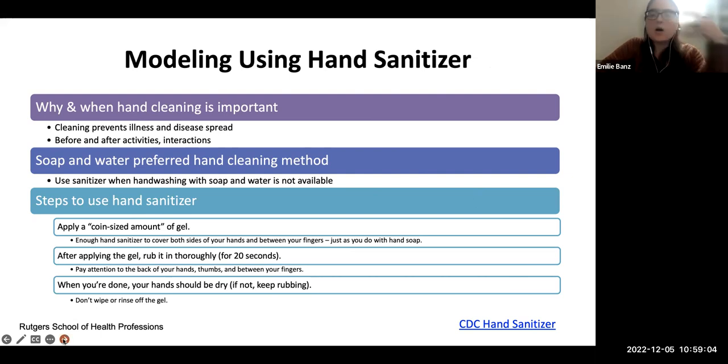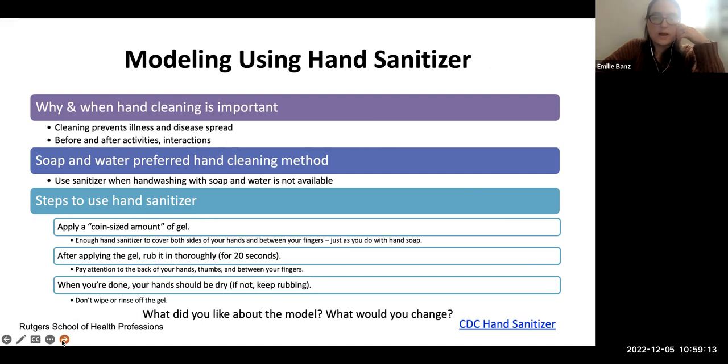So this is how you might use tell, show, do in order to teach somebody how to use hand sanitizer. This is the modeling portion. We went over that rationale. We highlighted why soap and water are definitely preferred, and then we modeled how to use those steps. And then afterwards, we would do the do, which would be having the person model back how they would use the hand sanitizer.